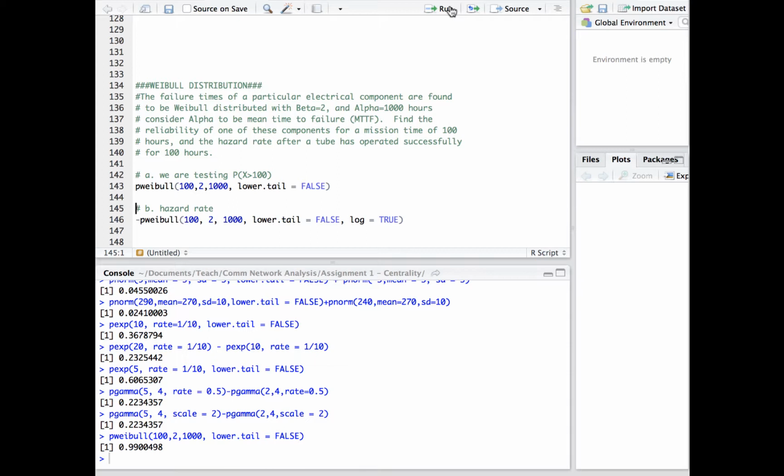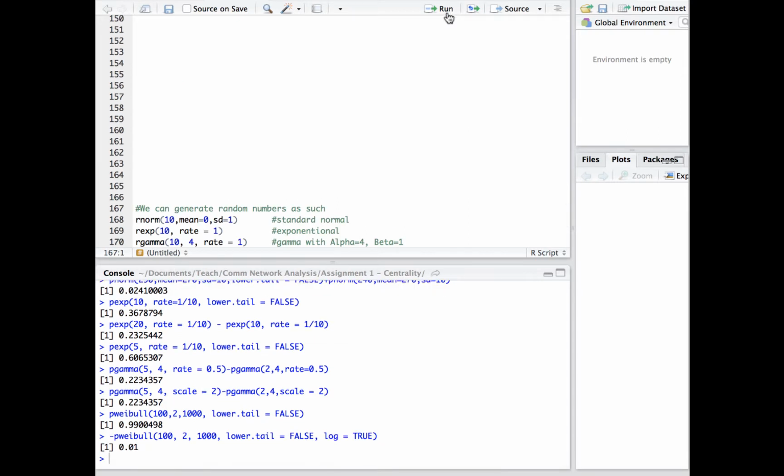Now for hazard rate, we discussed hazard rate in the lecture, and if you put up the distribution and work out the math, you will derive a hazard rate, and it will end up looking something like this: negative pweibull of 100 hours, with beta 2 and alpha 1,000, lower tail, and we're going to take the log, true, and that will give us the hazard rate, which is going to tell us that there is about 0.01 failures per 1,000.